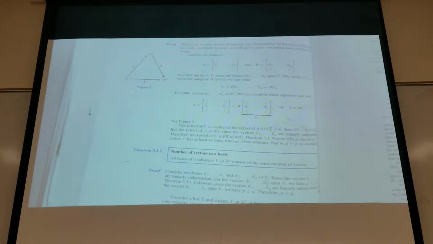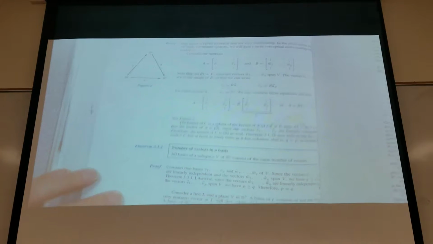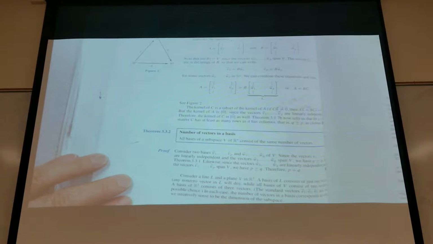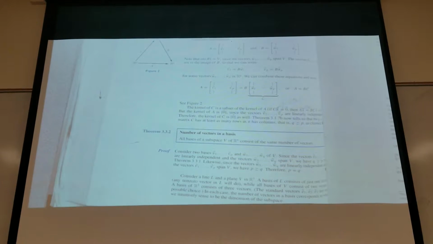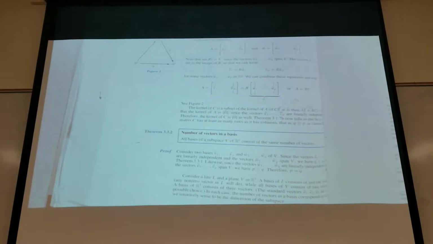So why? This is a theorem. That means it is something to be proved. So how do we prove this? Let me give you an outline. Basically, you have to show that if you have two bases, remember the definition of a basis: they span V, and they are linearly independent.